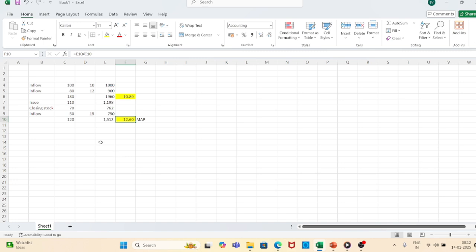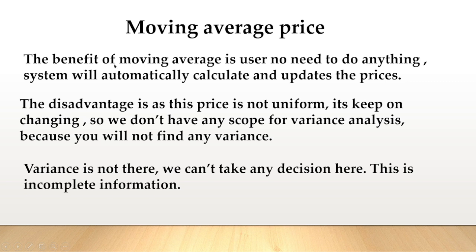What we observe here is, if there is a transaction, the price of material keeps on changing from 10 to 10.89 to 12.6. Like this, the moving average price keeps on changing. The benefit of moving average is the user needs to do nothing. The system will automatically calculate and update the prices. The disadvantage is that this price is not uniform, it keeps on changing. So we don't have any scope for variance analysis because you will not find any variance here. Without variance, we can't take any decision.